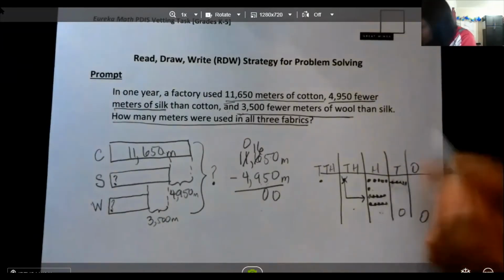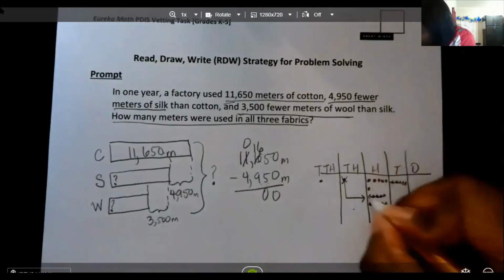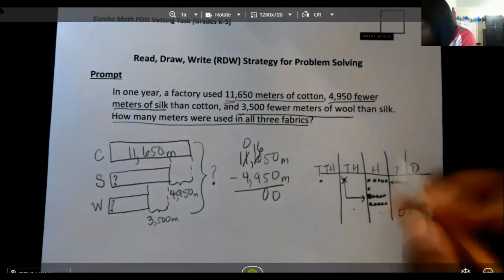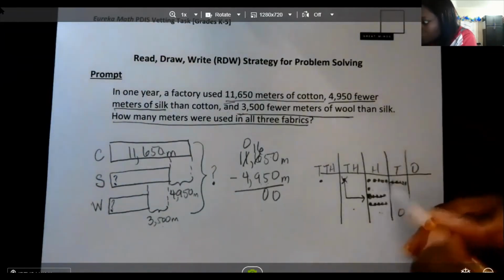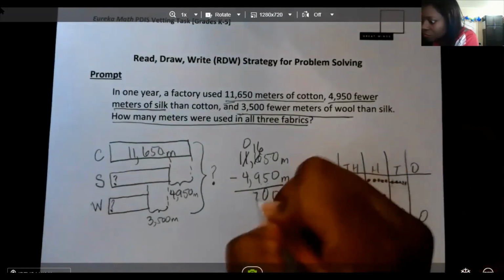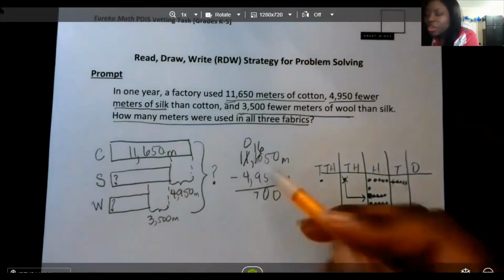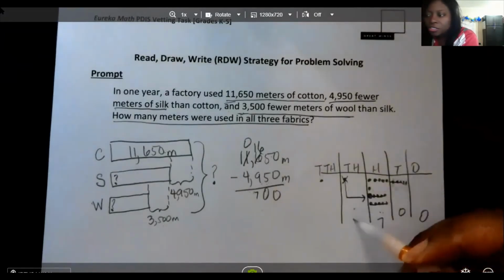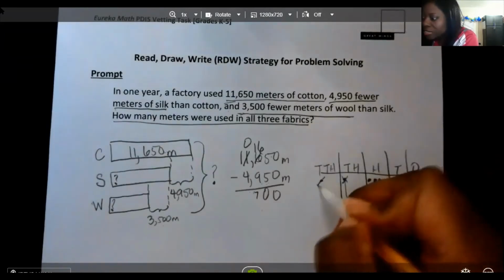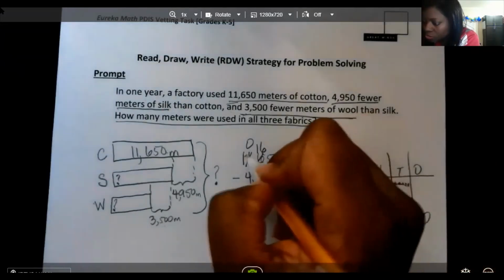I hope you guys can see that I still have one over here. I still have one over here. So that's 1, 2, 3, 4, 5, 6, 7. That is 700s left. Now, in my thousands place, I need to take away 4 thousands, but I don't have any thousands anymore. So what do I need to do now? I need to unbundle my 1 10,000. So I'm going to unbundle my 1 10,000.